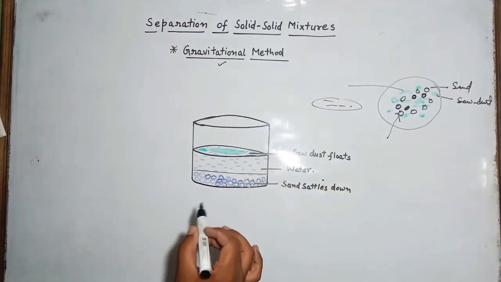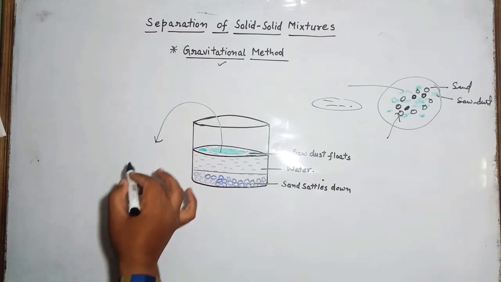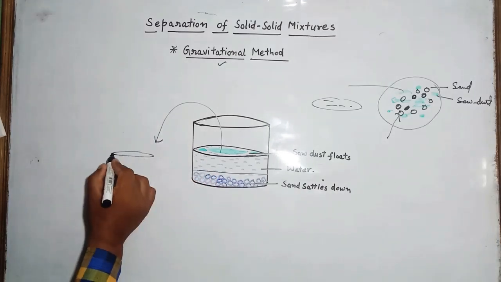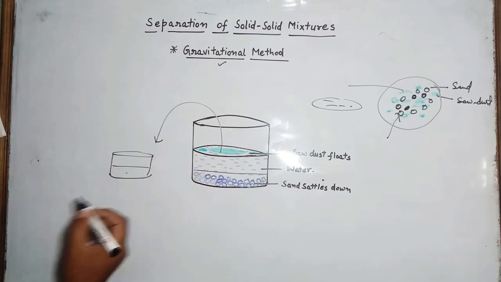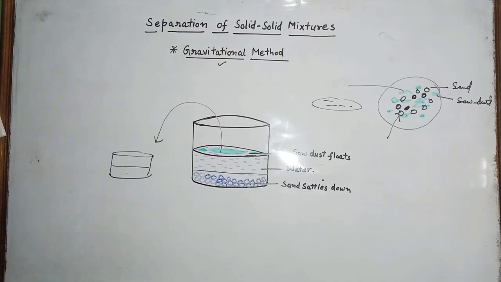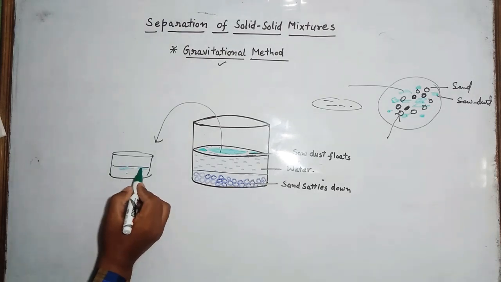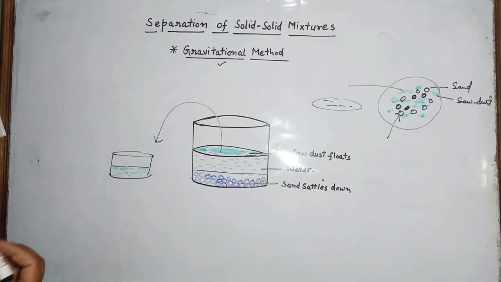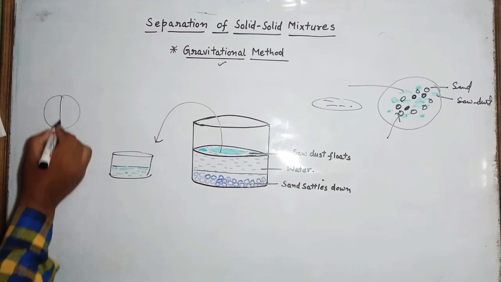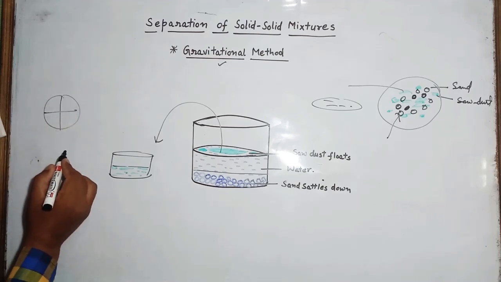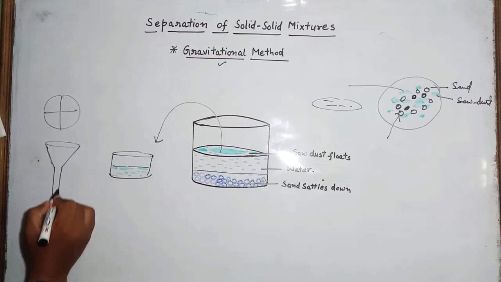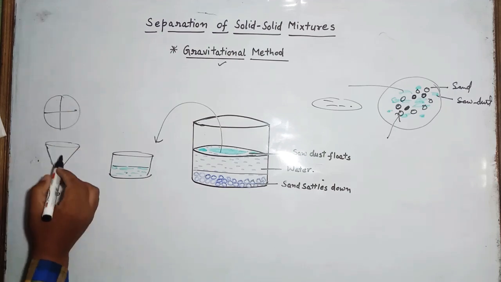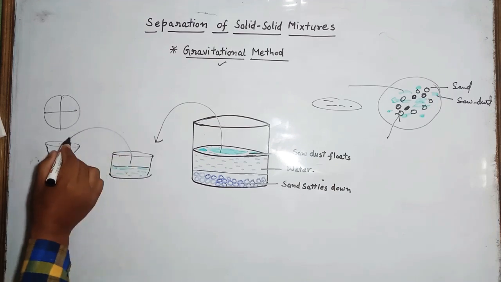Now what we can do is decant this sawdust into another container. We can decant the water here, and the sawdust will be present in this container. Now we can take a filter paper and fold it into a conical shape, like this. We will put this filter paper here and decant this one into it.